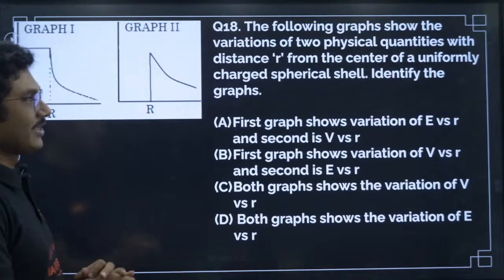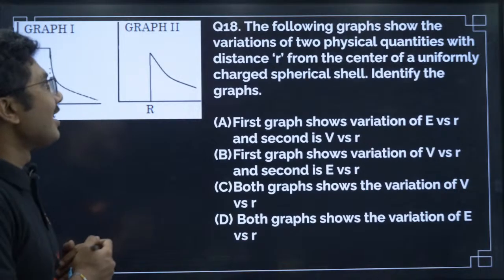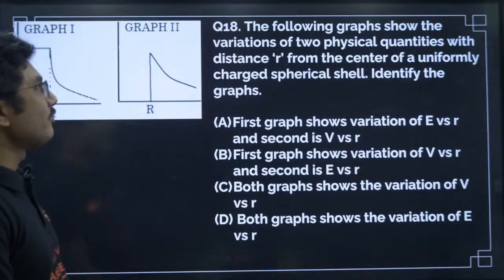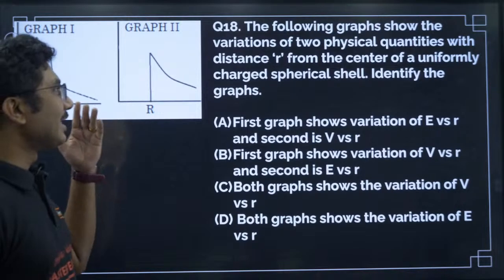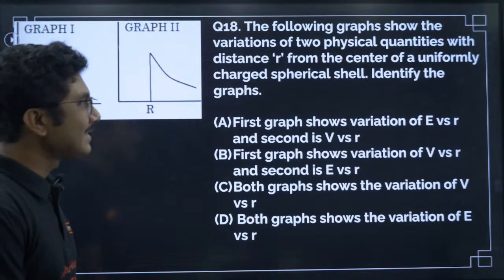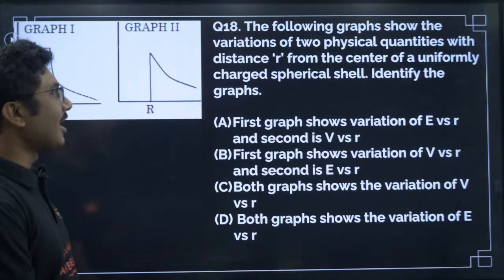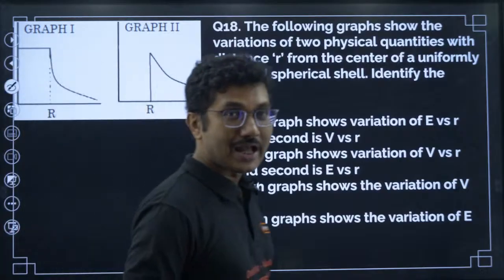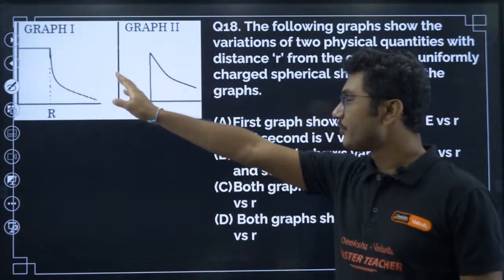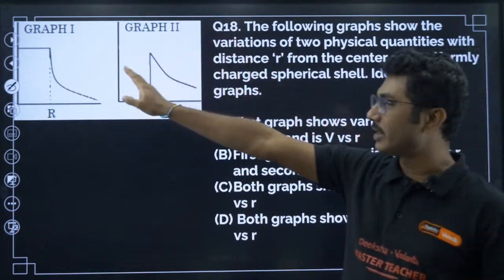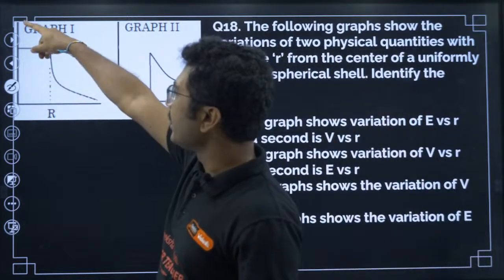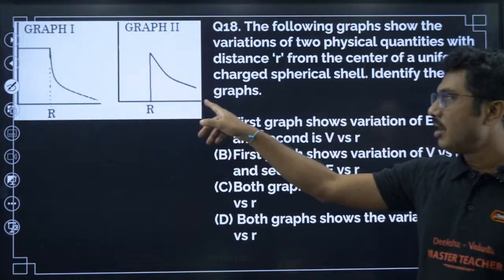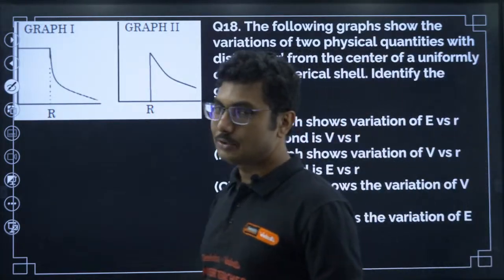And now this is the question. This is the question that I was waiting for. The following graph shows the variations of two physical quantities with the distance small r from the center of a uniformly charged spherical shell. Identify the graphs. Here we have the graphs for two spherical shells for two different quantities. One quantity is measured along the y-axis, distances along the x-axis. So what are these two graphs?